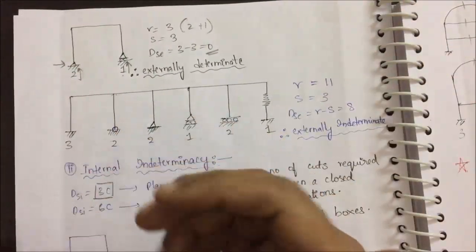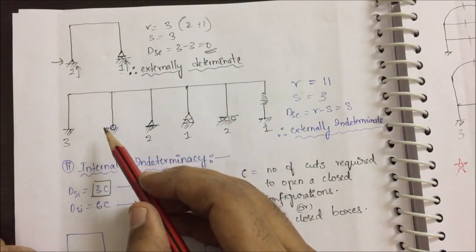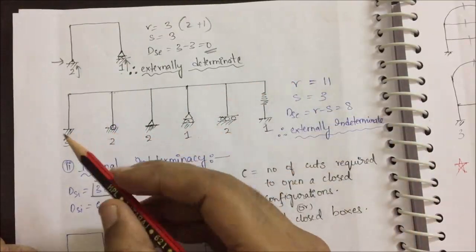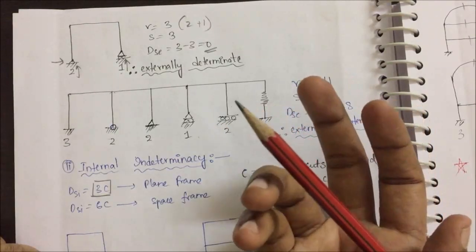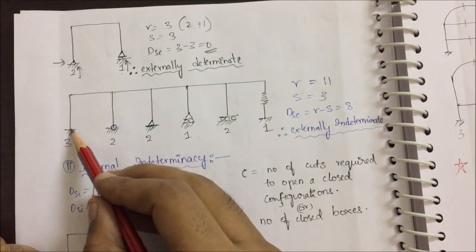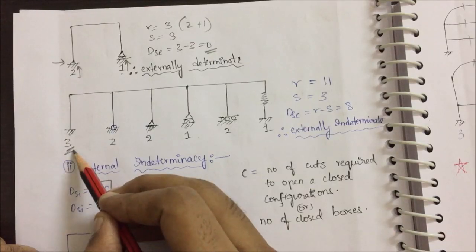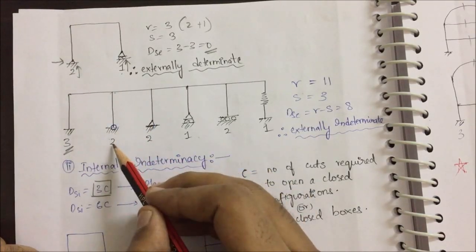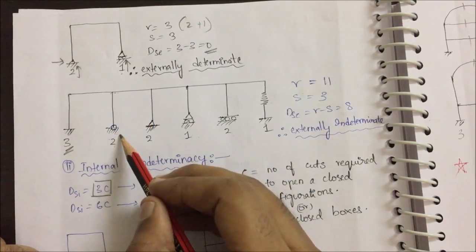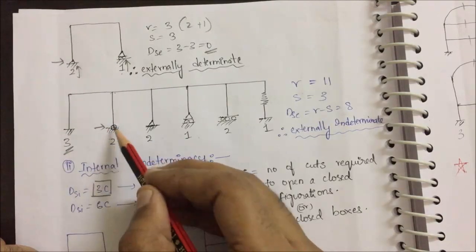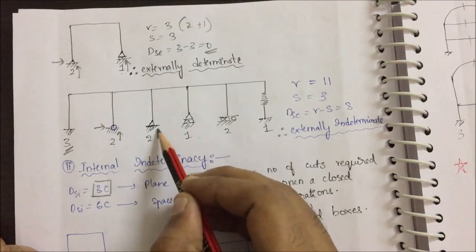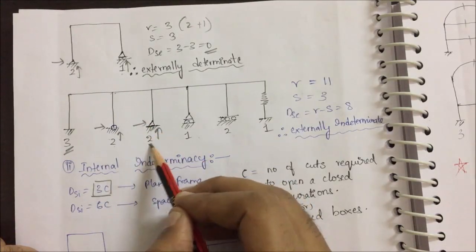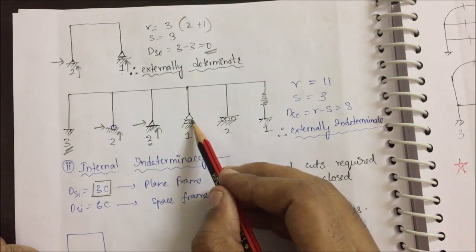Fine. So can you find external indeterminacy for this structure first? Simple. Just count the number of reactions and subtract your equilibrium equations. Fine. So how many reactions are there? This is a fixed end, so we have 3 reactions. This is a hinge end, therefore we have 2 reactions. What are they? One is vertical and the second is horizontal. There won't be any moment. Here I have a pin joint, again very similar to this. I have 2 reactions. There won't be any moment. Right, here I have a roller support.